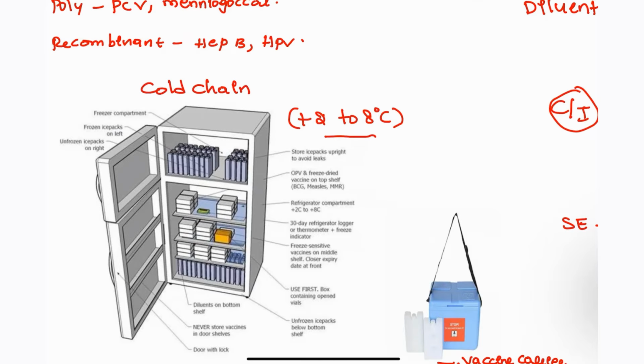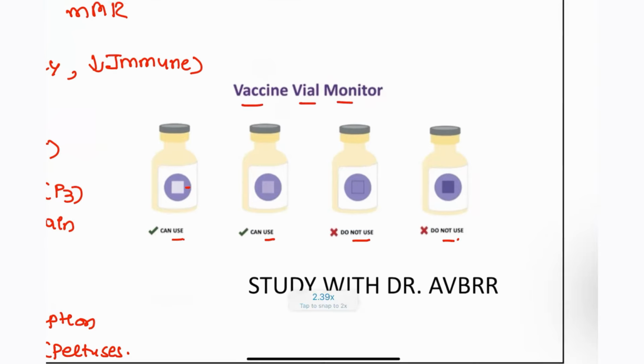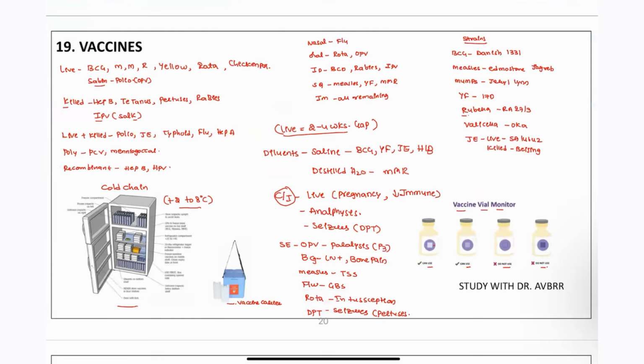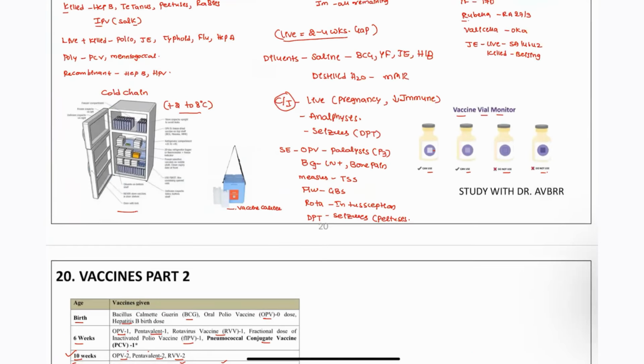Next, coming to this feature, the vaccine vial monitor. On the vaccine vial monitor, if the two are differentiating, we can use it, and if slightly differentiating, we can use it. But if it is not differentiating, we have to discard it. These two types of vaccines should be discarded immediately. That is the pattern we are going to follow for the vaccine vial monitor. This completes the vaccine part, the dosages and important points.